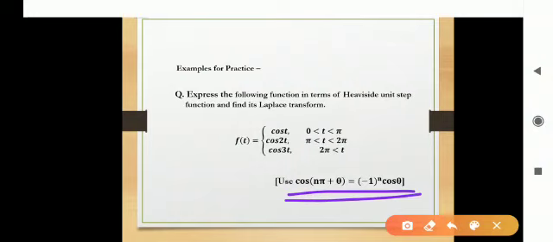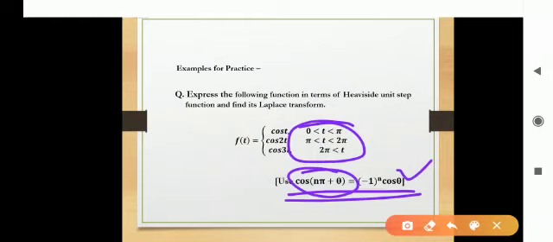Cos n pi is minus 1 raised to n. So it is minus 1 raised to n into cos theta. And second term in this expansion is sin n pi sin theta. But sin n pi is always 0. So no need to consider the second term of this expansion. So the final answer is minus 1 raised to n cos theta. So for these values to find the Laplace transform result, you have to simplify the cos terms using this result from trigonometry.